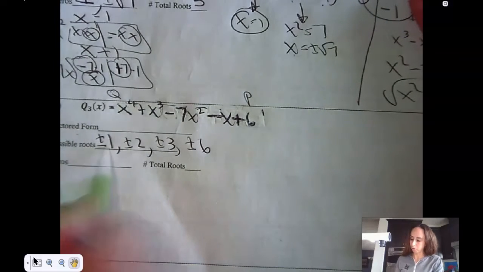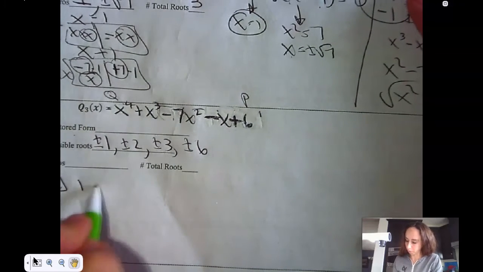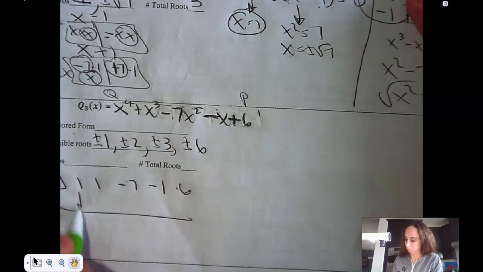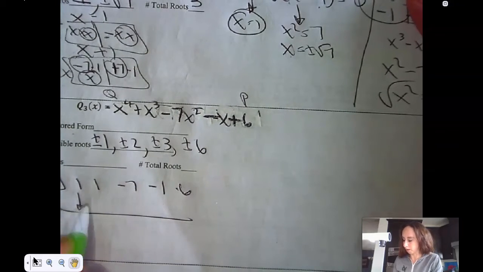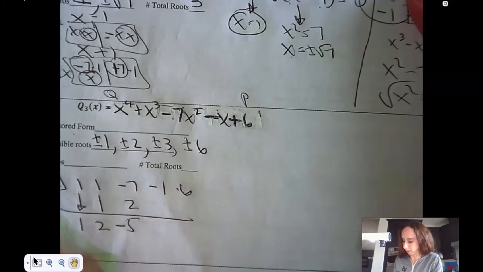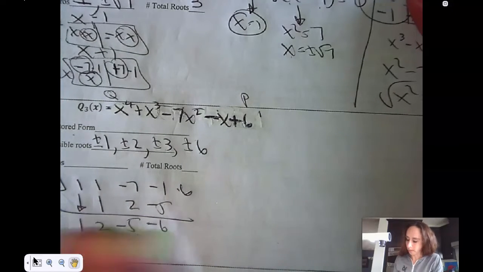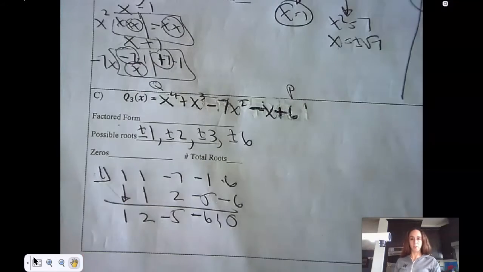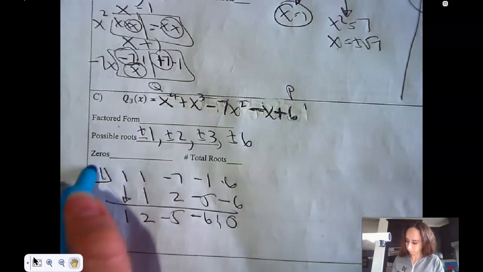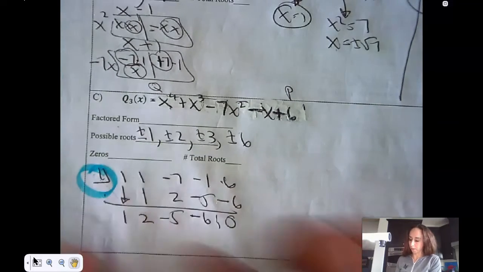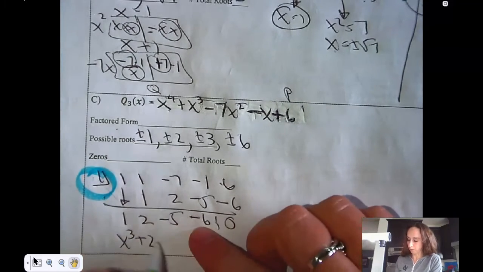Okay? So I'm going to start with 1, and I'm just going to go through, just because I want to make sure that you're solid. Okay? Bring it down. 1. Diagonal multiply, vertical add, diagonal multiply, vertical add, diagonal multiply, vertical add, diagonal multiply, vertical add. Boom, I found one of the roots. Okay, I found one of them. There are 4, that means I have 3 left.